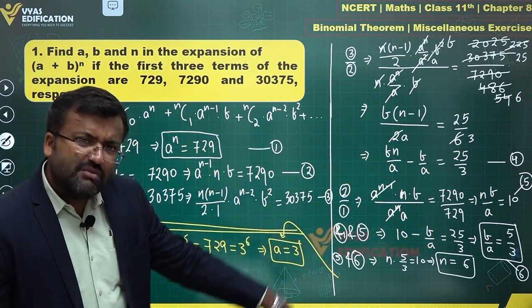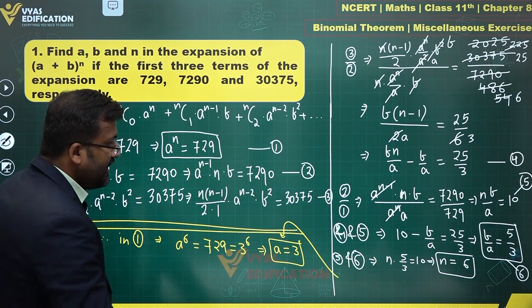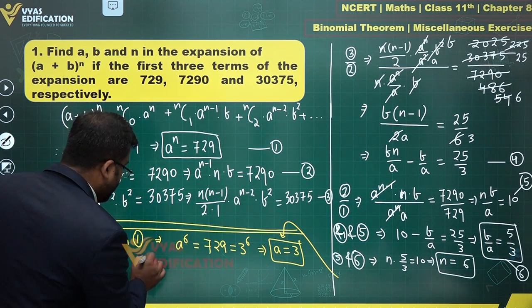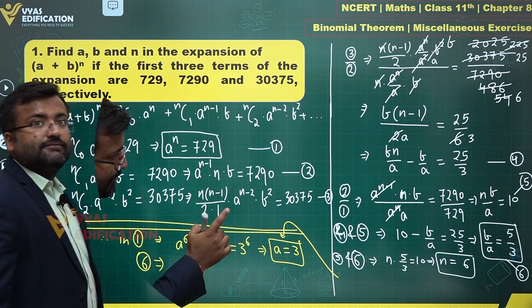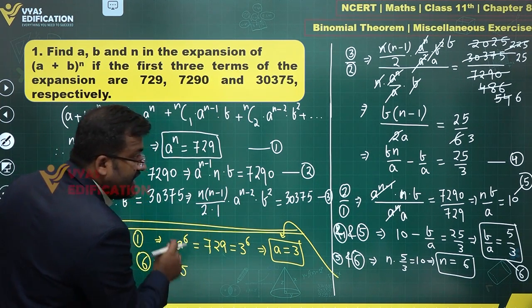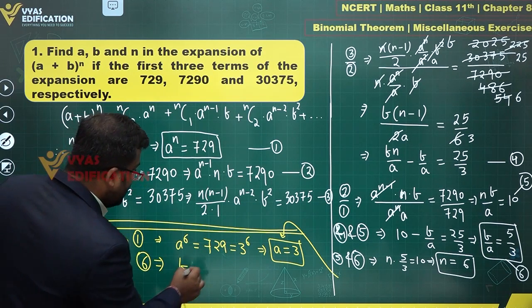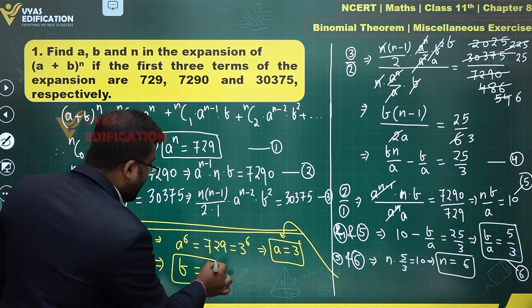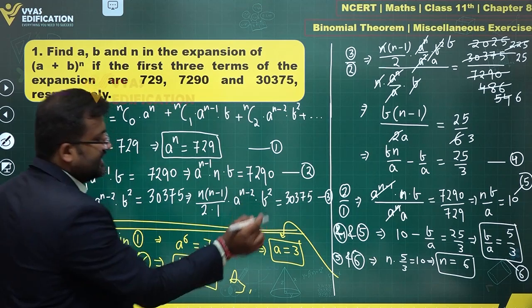And do you observe equation number 6? Can you get the value of b from there? Therefore, equation 6 implies b will be equal to 5 upon a. 5 upon 3 will be 5 upon 3, which implies b equals 5. And yes, that's the answer for this question.